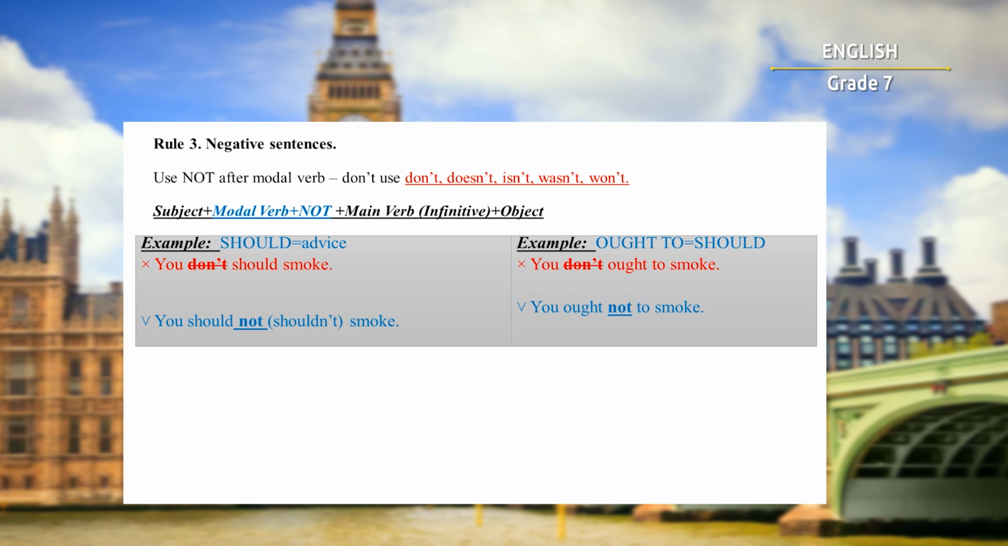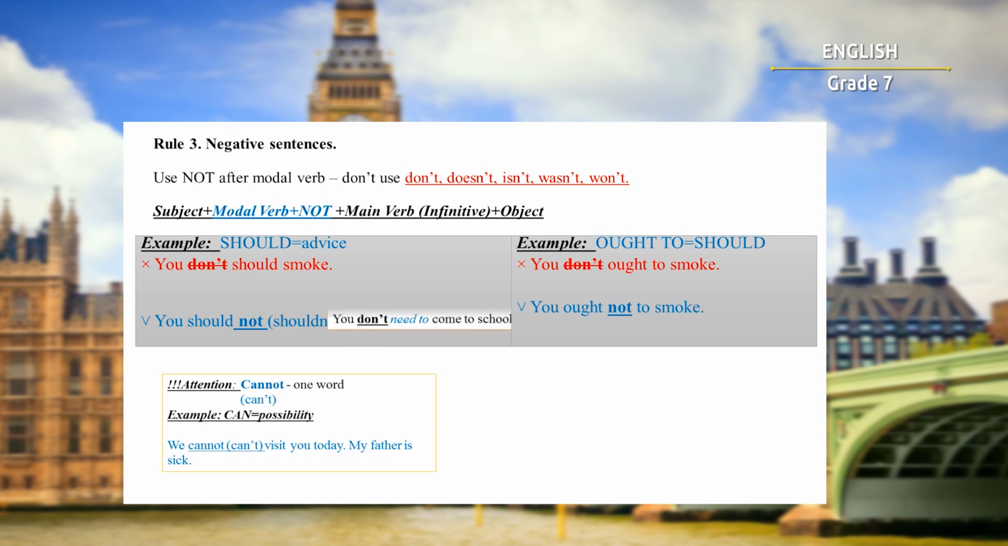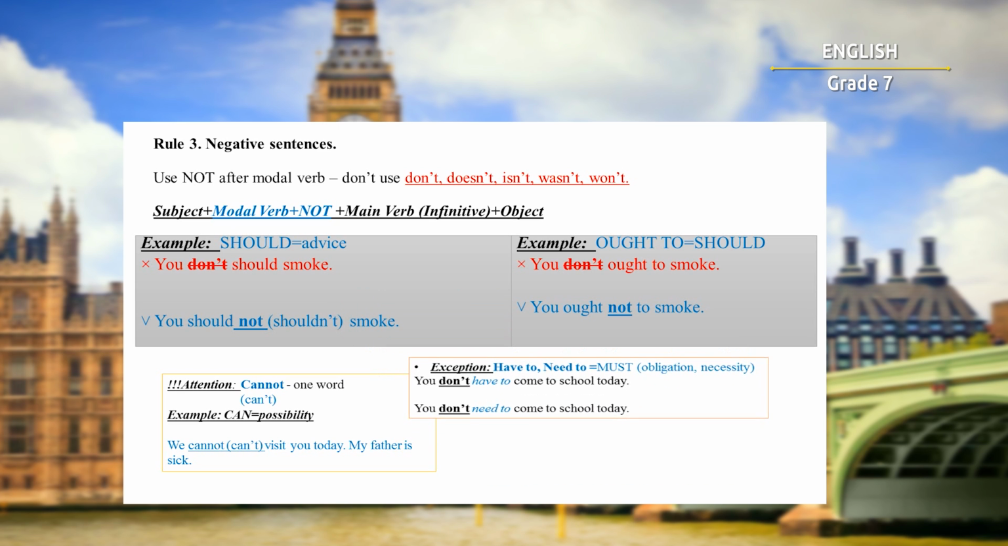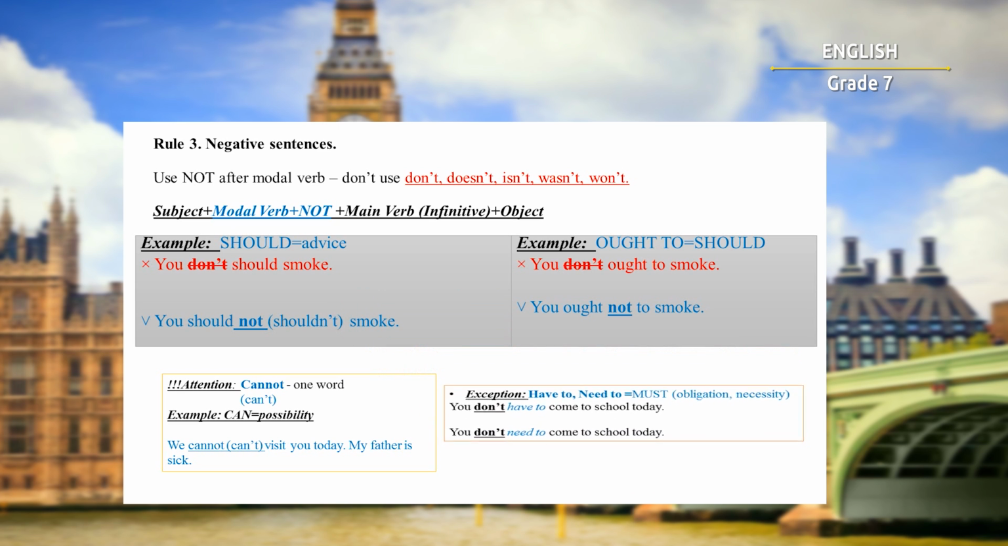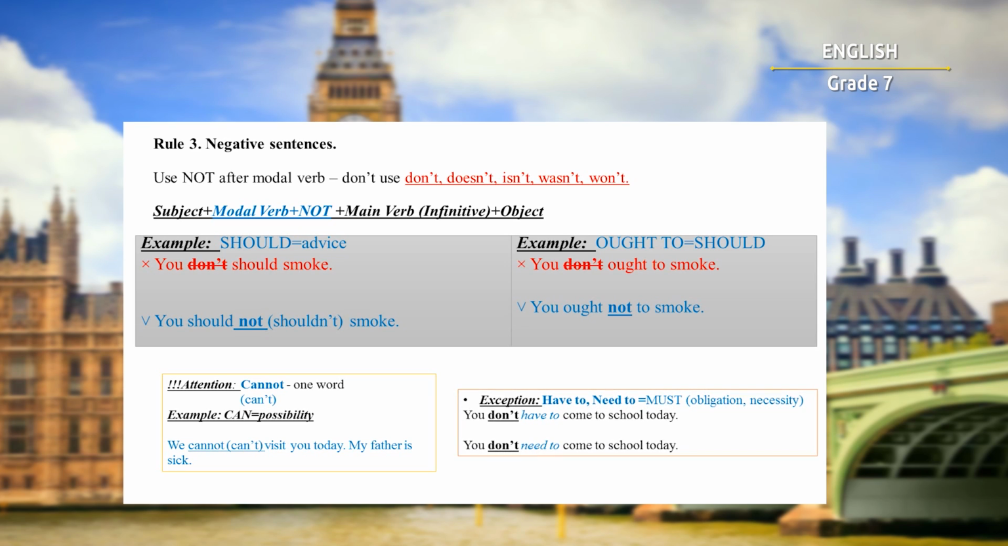Here, I would like to pay your attention that when we use can in negative meaning, we write it as one word, cannot, or as abbreviated can't. For example, we cannot or we can't visit you today. My father is sick.